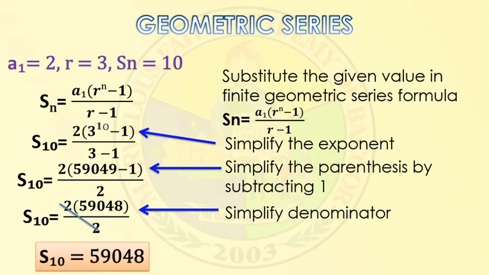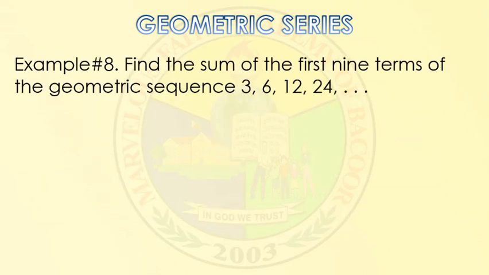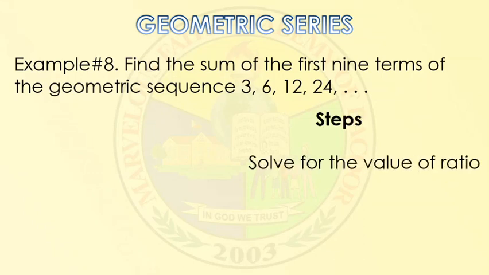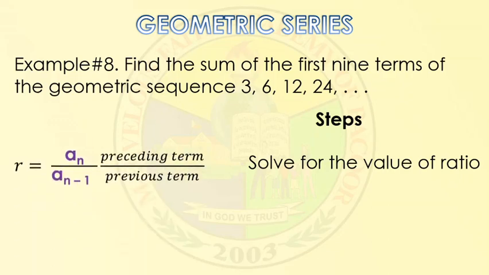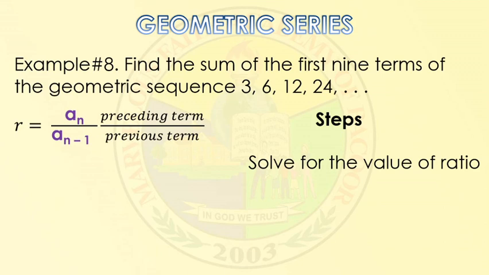Okay? So, ayan na ngayon yung sum ng ating sequence. Okay? So, example number 8: find the sum of the first 9 terms of the geometric sequence 3, 6, 12, 24. Okay? So, first step, we're going to solve for the value of the common ratio. So, using now the formula, r equals a sub n over a sub n minus 1, or preceding term over the previous term.